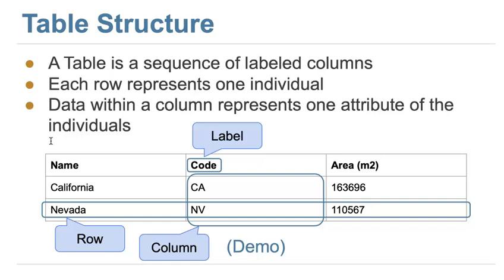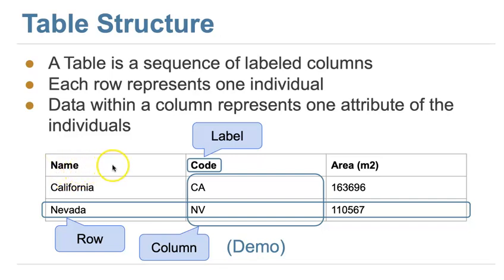So remember in Excel, we have the column and the row. So basically, a table is sometimes also called a two-dimensional array. But to be more generic, a table is a sequence of labeled columns. Just like Excel, right? You have different columns, but each column represents a specific meaning.